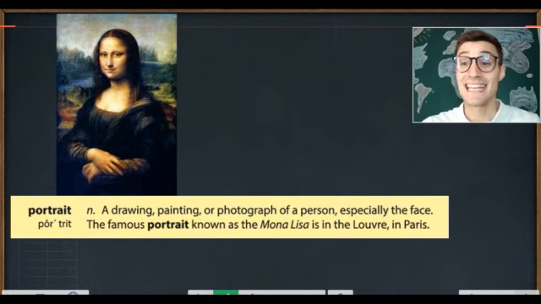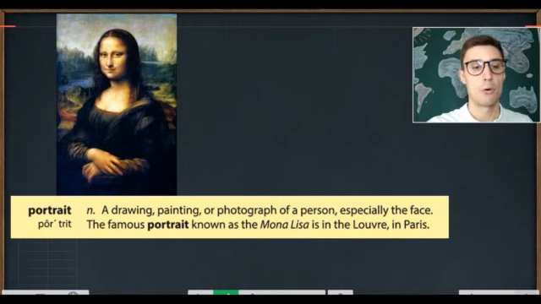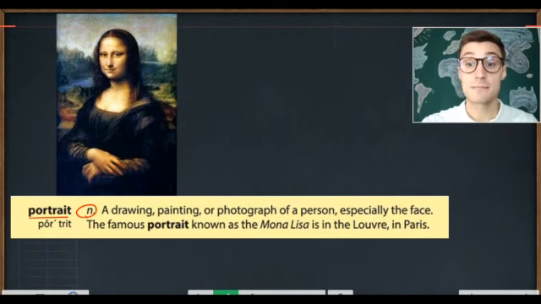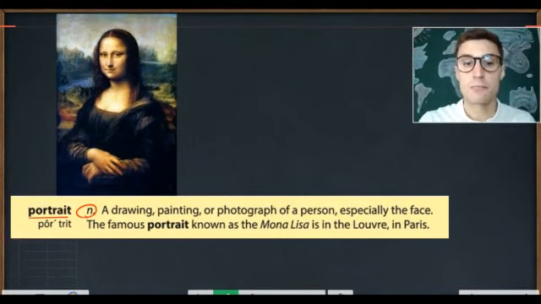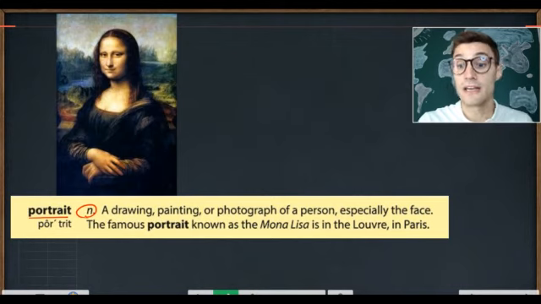The next word is portrait. Now, portrait is the name of a drawing, a painting, or a photograph of a person, especially the face. That's a portrait. The famous portrait known as the Mona Lisa is in the Louvre in Paris.